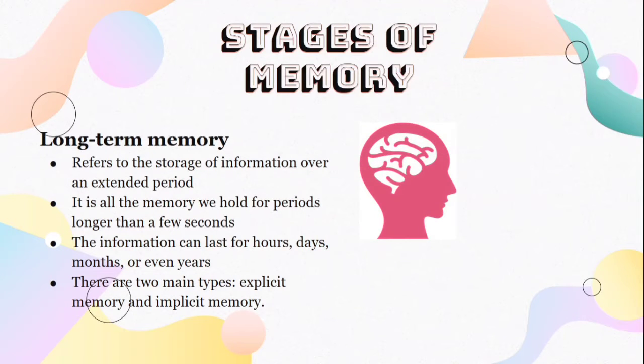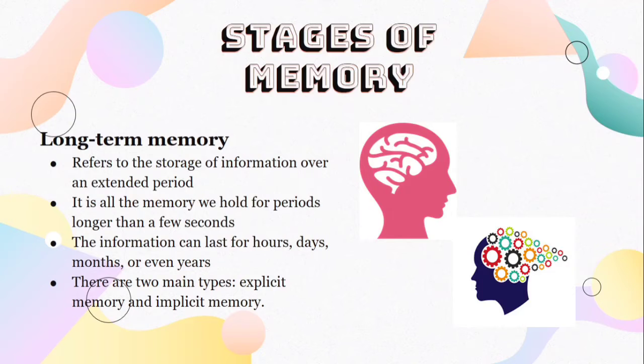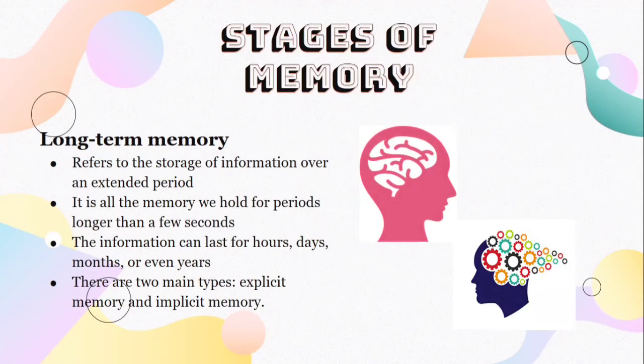Long-term memory refers to the storage of information over an extended period of time. It's all the memory we hold for periods longer than a few seconds. The information can last for hours, days, months, or even years. There are two main types: explicit memory and implicit memory.